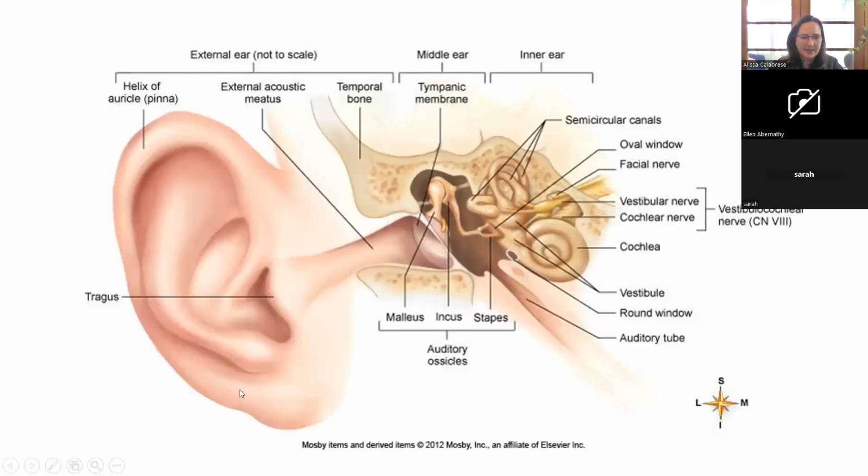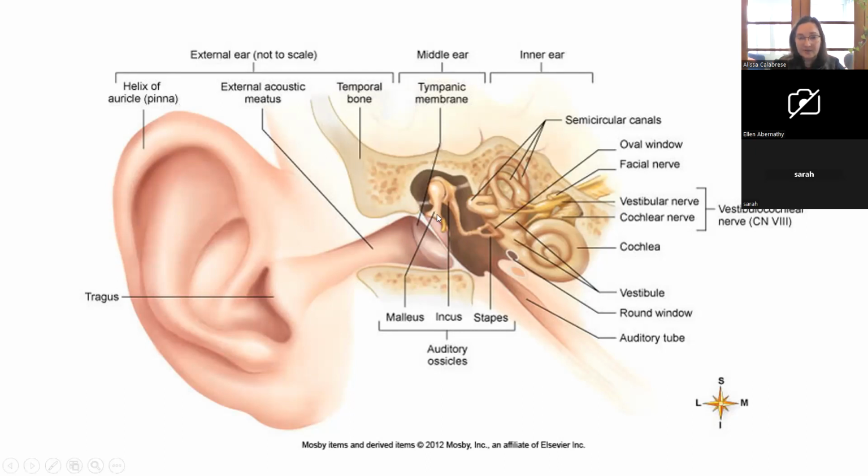So the external part of the ear is called the auricle. It's basically a big funnel, right? So your ear acts as a funnel. It's going to catch sound waves and funnel them through the external auditory canal until they hit that tympanic membrane and cause the tympanic membrane to vibrate.